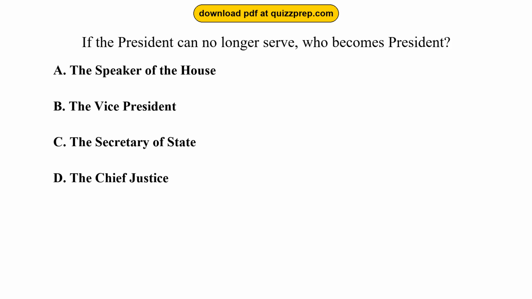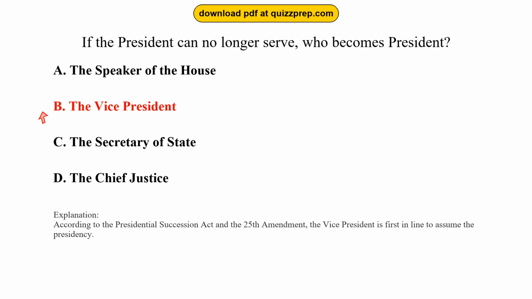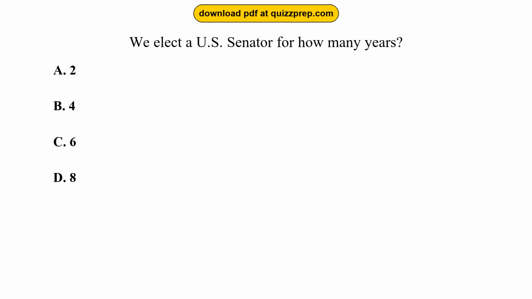Question 44. If the President can no longer serve, who becomes President? Option A, the Speaker of the House. Option B, the Vice President. Option C, the Secretary of State. Option D, the Chief Justice. The correct answer is option B, the Vice President. According to the Presidential Succession Act and the 25th Amendment, the Vice President is first in line to assume the presidency.